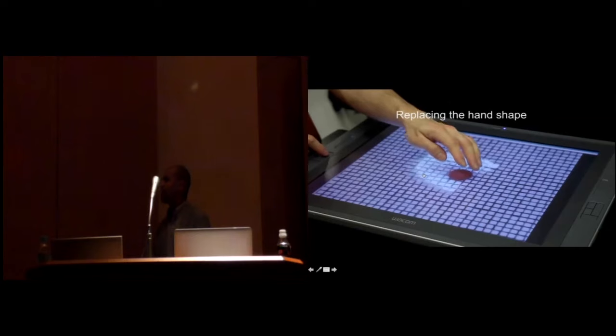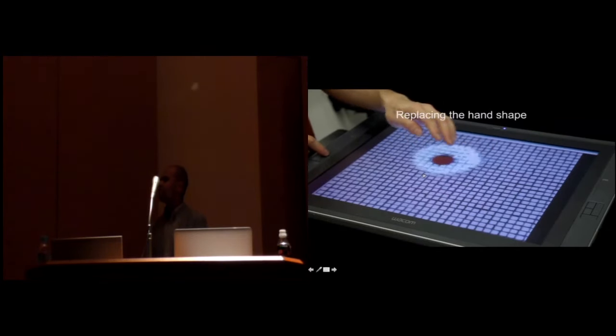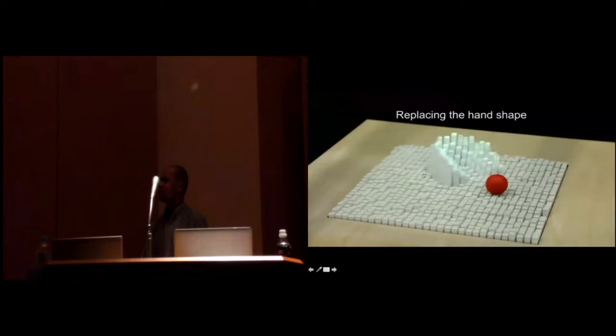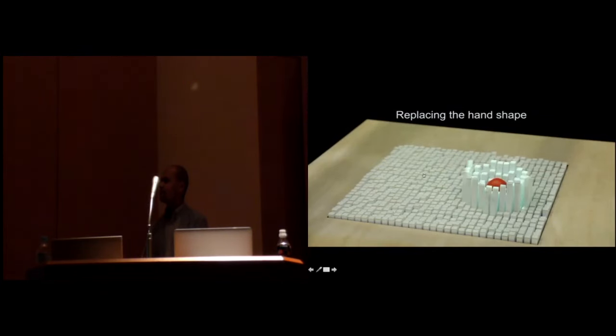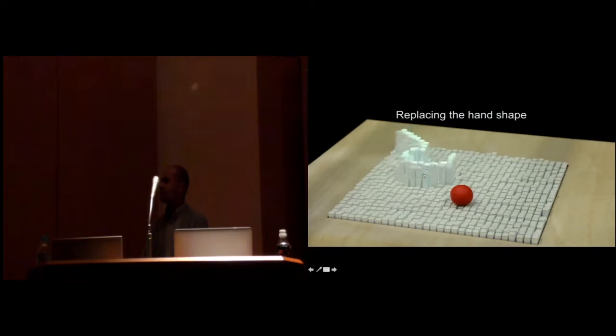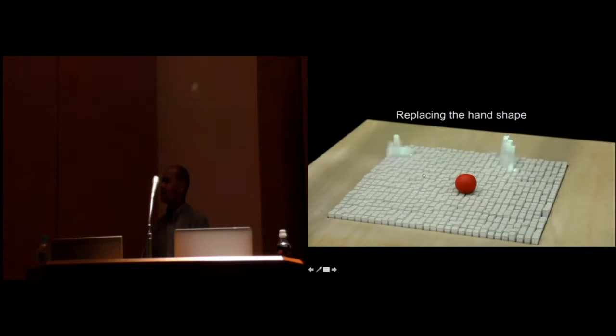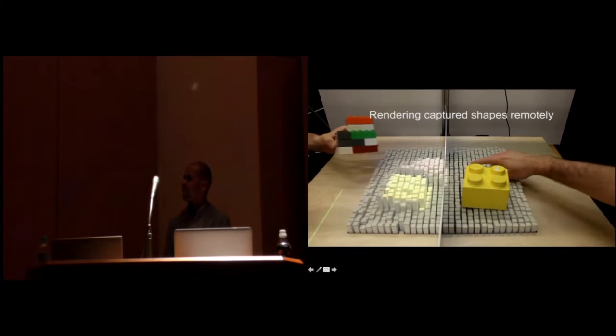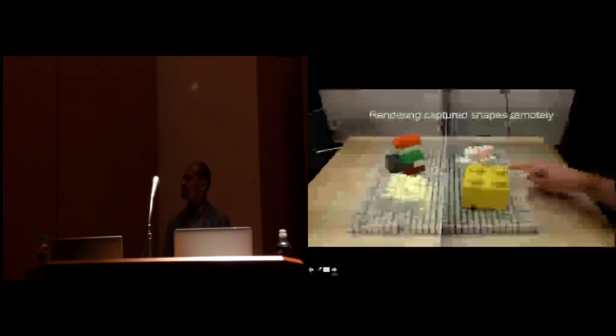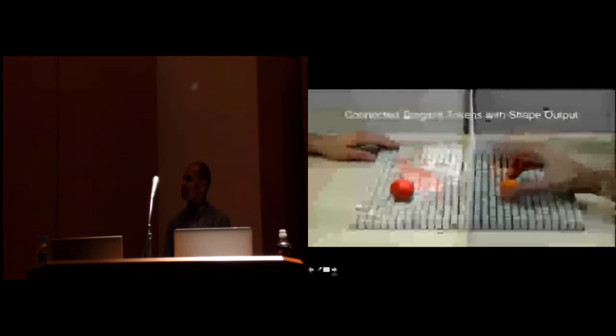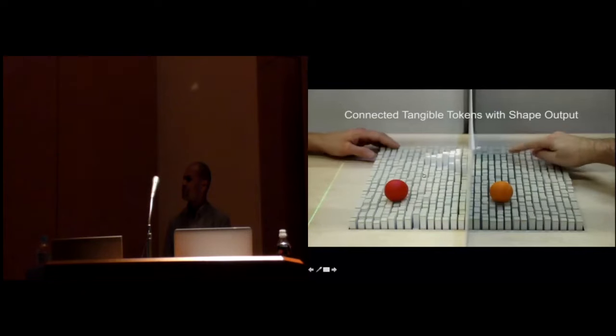The hand shape can be replaced with different tools to manipulate objects more effectively. These tools include a claw to pick up objects, hooks for reaching, and ramps for sliding objects. Our second prototype enables bidirectional shape capture and output. It renders captured shapes remotely. Remote users can collaborate through connected objects for tangible interaction.